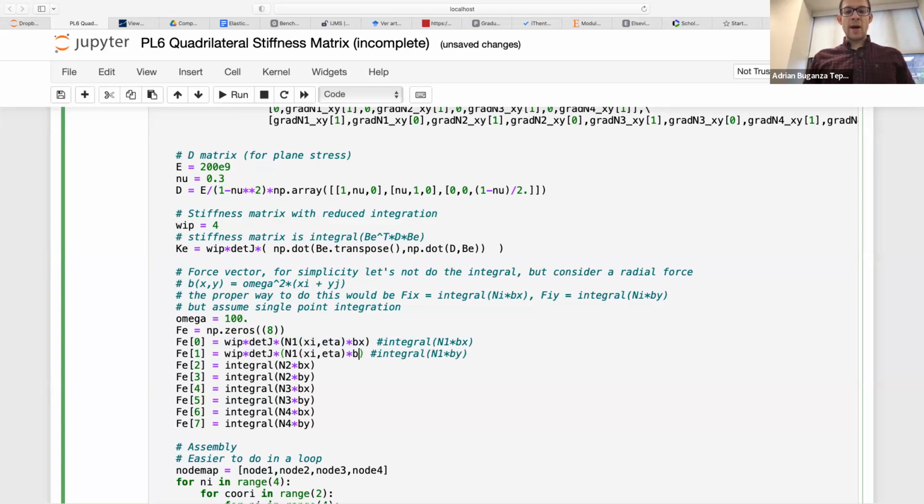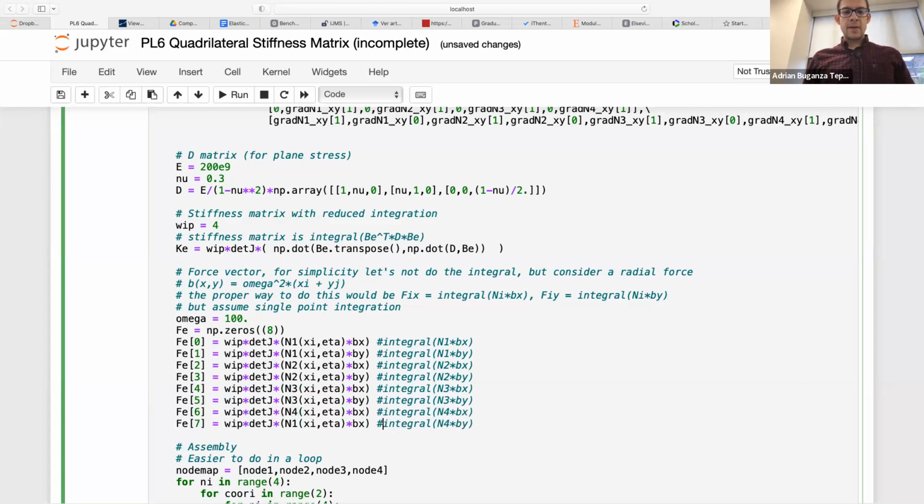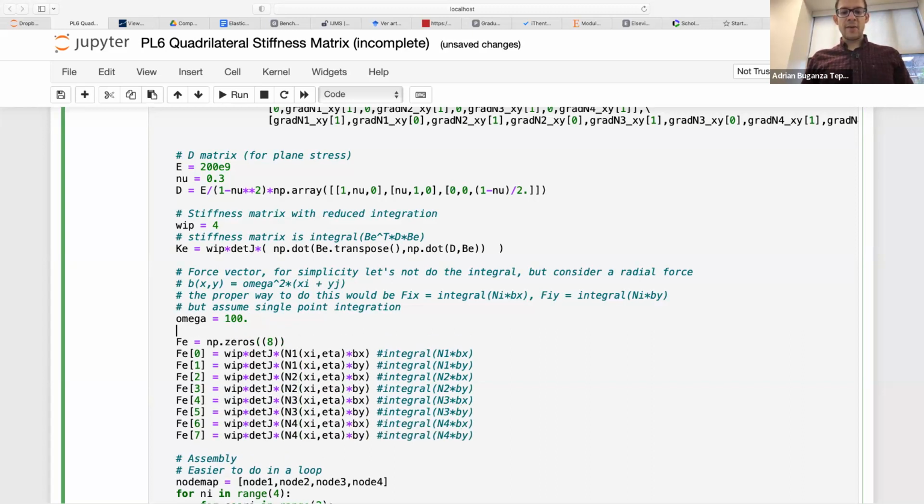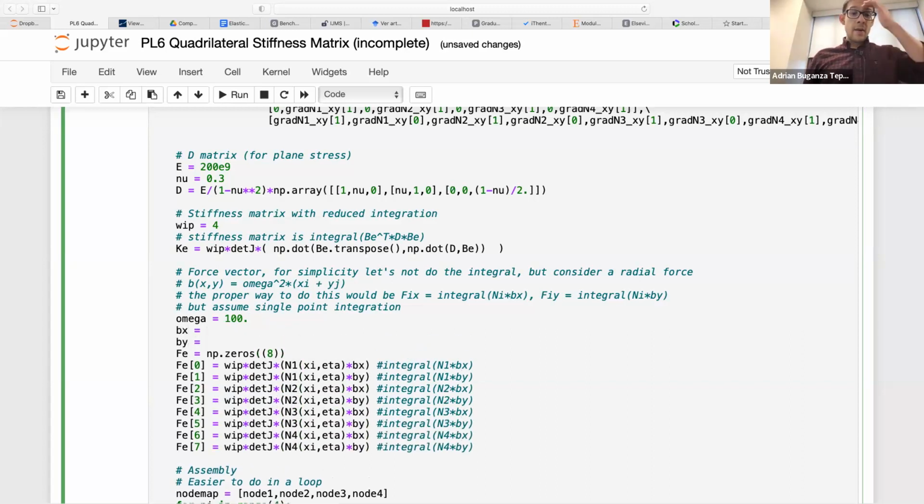So again, this is the same, but with by. Now this is the same, but with n2. This is the same, but with n2 and by. This is n3. This is n3 and by. This is n4. And finally, this is n4 and by. And now I just need to define what bx and by are. But I have it here, right?